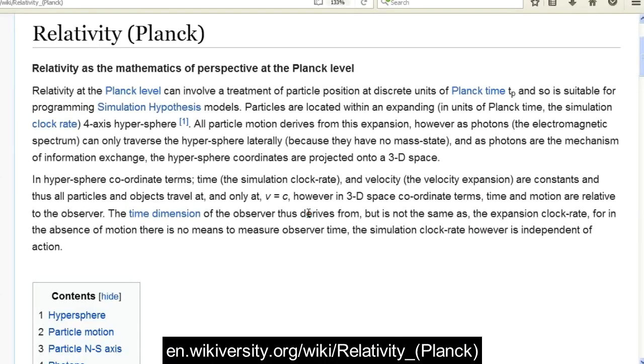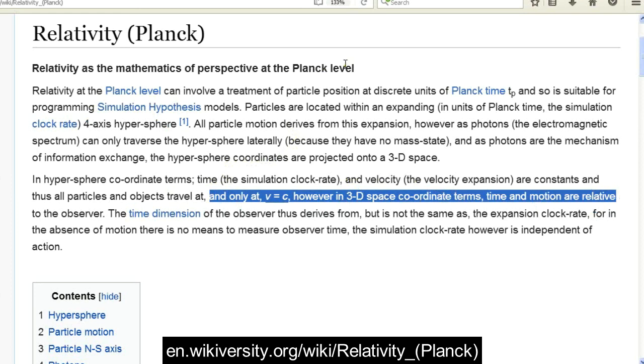Okay. We looked at the mathematical electron at the Planck level. Here we put our electron inside a 4-axis hypersphere. This hypersphere is expanding 1 Planck unit at a time, and so we can measure the expansion in units of Planck time. The velocity of expansion correlates to the speed of light. This means that a particle that is motionless in 3D space is traveling at the speed of light in hypersphere coordinates. Relativity then becomes the mathematics of perspective when translating between the hypersphere and 3D space coordinate systems.